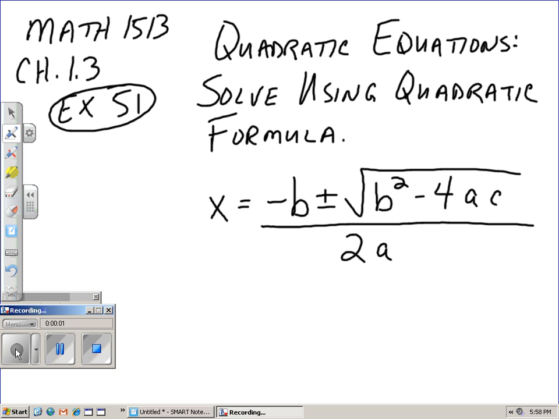This is College Algebra, Northern Oklahoma College, Math 1513. I'm on chapter 1.3, and we're working an example for problem number 51. We're doing quadratic equations solved using the quadratic formula.